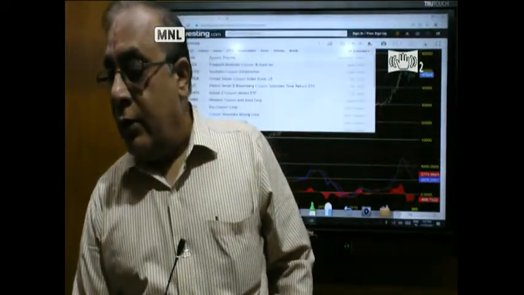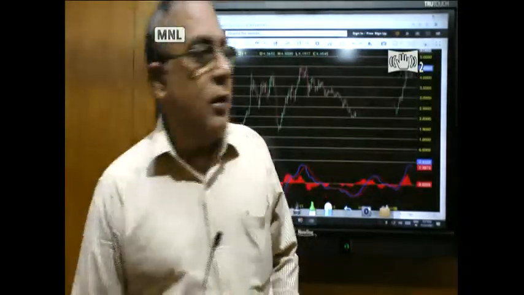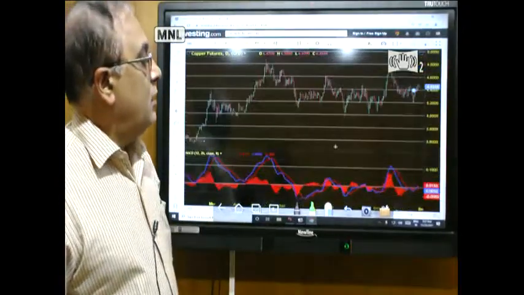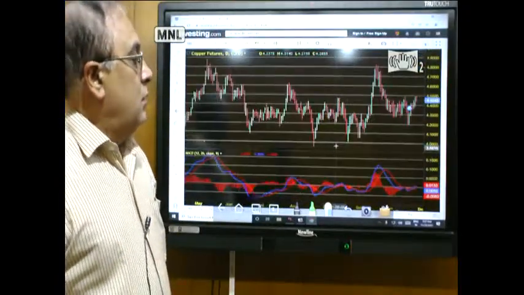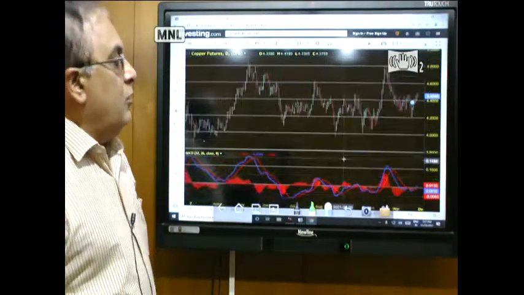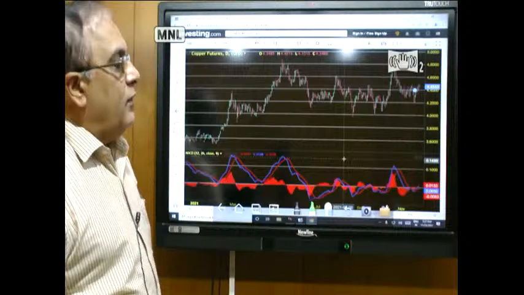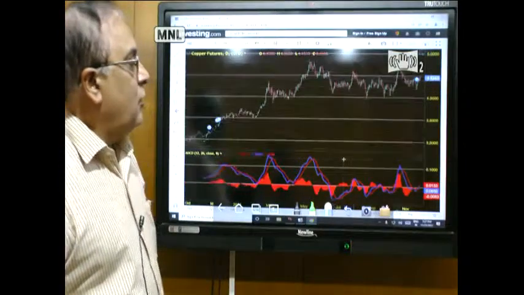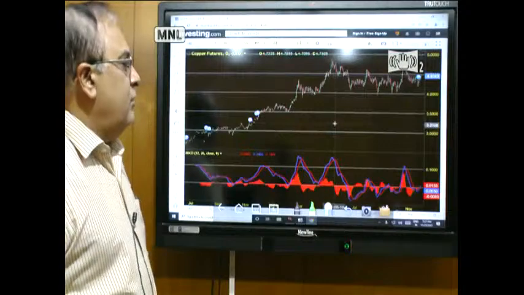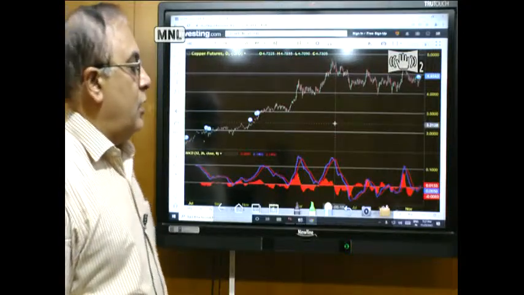Copper futures, we look at COMEX, then we look at the Indian copper futures. So let's look at the daily chart. Copper on a daily chart will never look like a proper trending thing. It's a very disgusting commodity as far as trading is concerned, because there will be a lot of choppiness as far as copper is concerned.